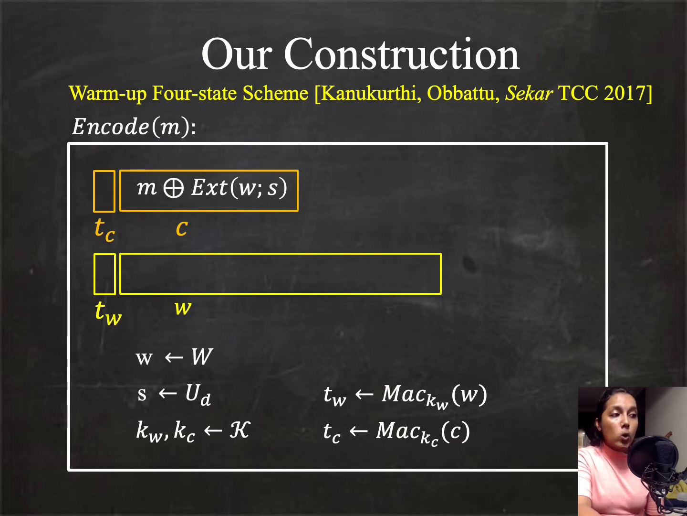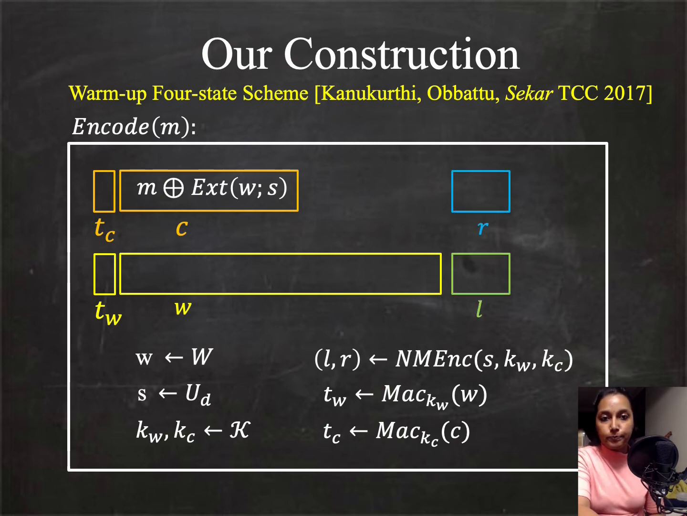Additionally, I also need to convey the seed S along with the authentication keys for us to be able to decode the message. And for this, we will use the underlying non-malleable code. So we are going to encode the seed and the two keys under the underlying non-malleable code NMENC to get the two states L and R, and we output L and R. So this is my complete code word: C, TC, R, W, TW, and L. And this is sufficient for me to recover my message, if you notice.